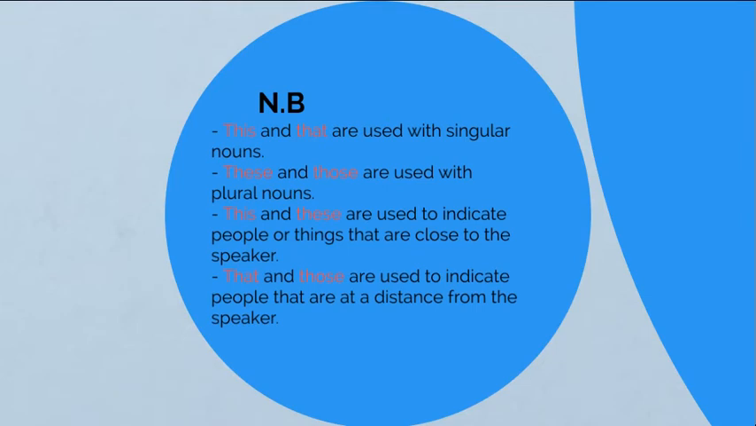This and these are used to indicate people or things that are close to the speaker, while that and those are used to indicate people or things that are at a distance from the speaker. I mean, far from the speaker.